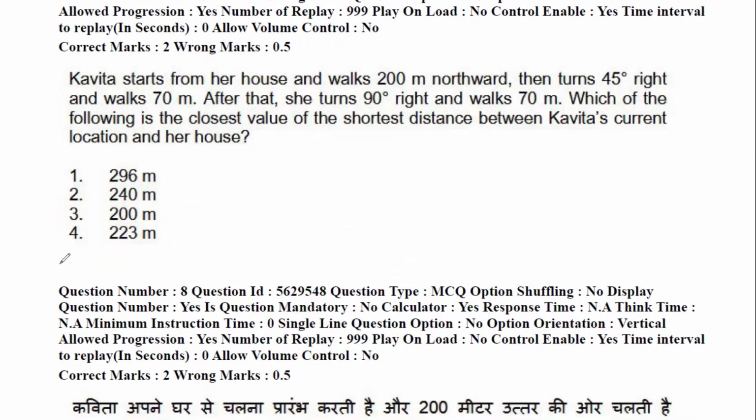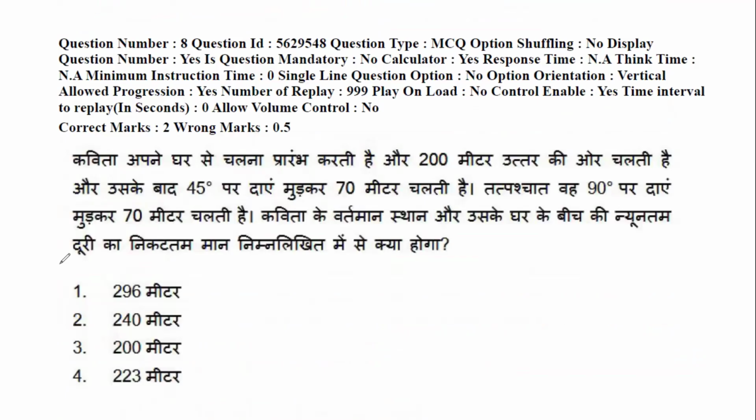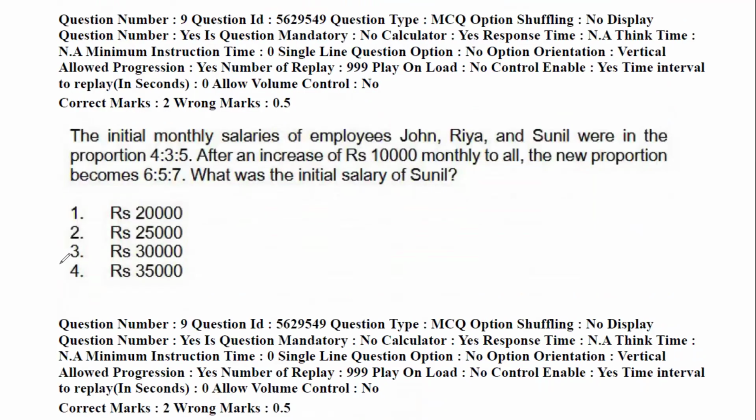Okay. Question 9. So two more questions and I'll stop this video because it'll go on for hours otherwise. The initial monthly salaries of John, Ria, and Sunil were in the proportion 4 is to 3 is to 5. After an increase of rupees 10,000 monthly to all, the new proportions become 6 is to 5 is to 7.